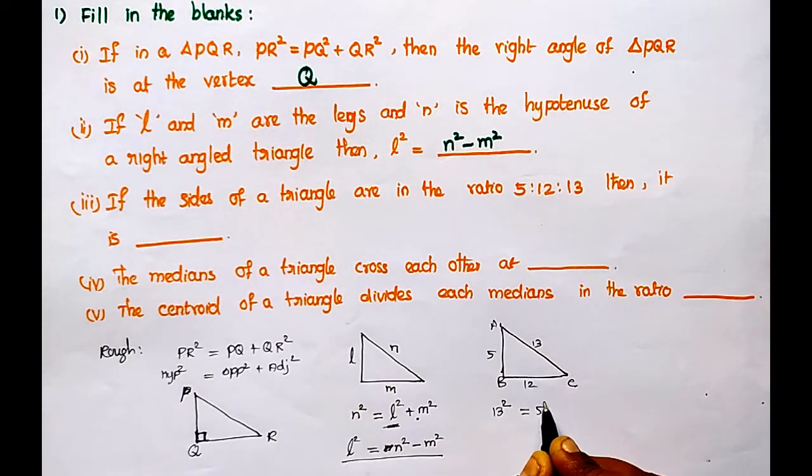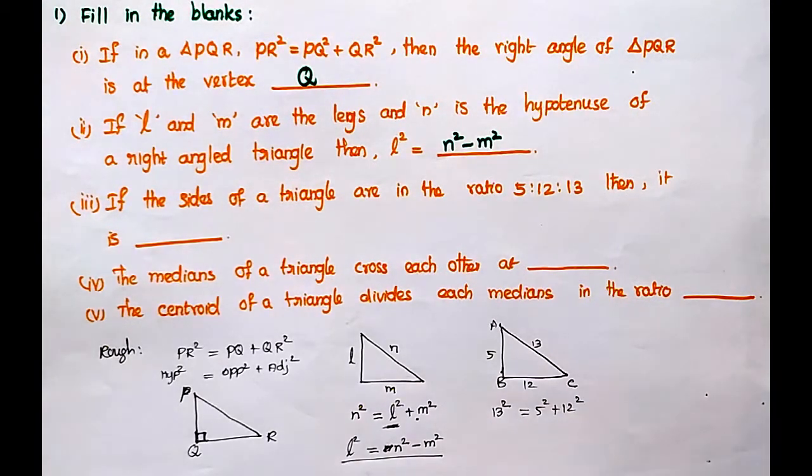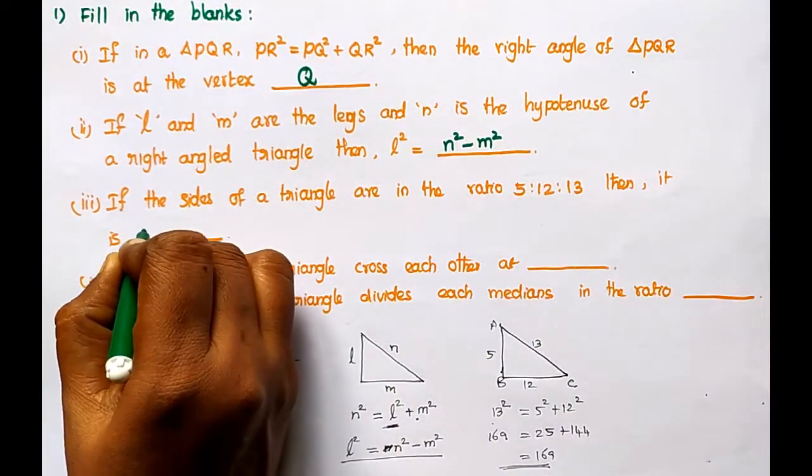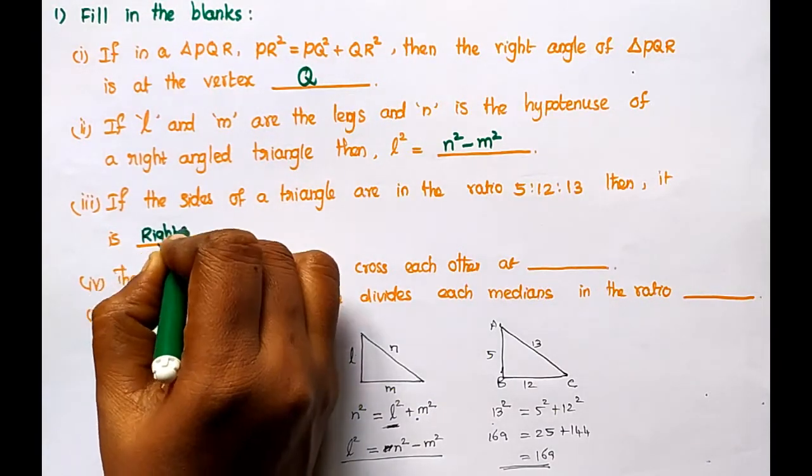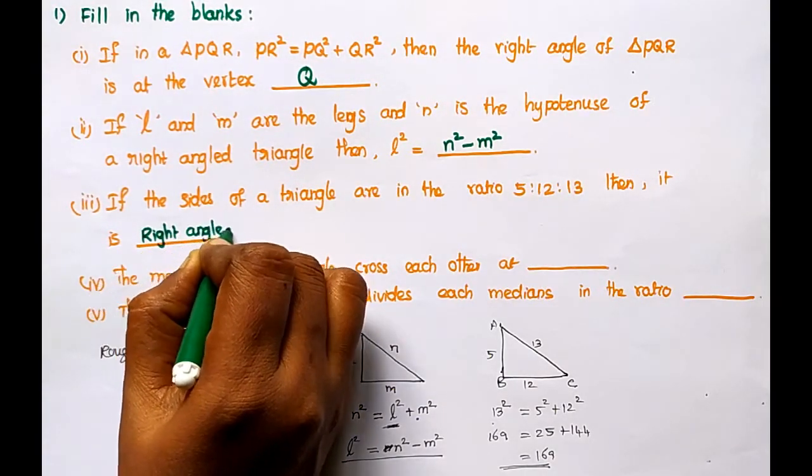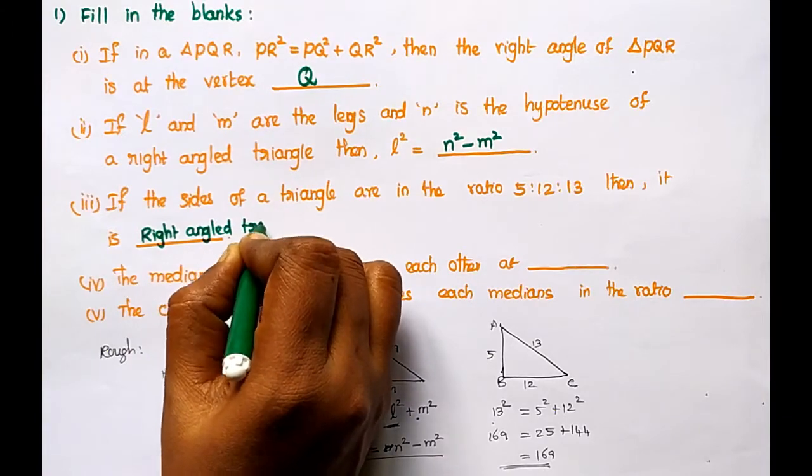13 squared equal to 5 squared plus 12 squared. That is the formula, no? 13 squared means 169. Here 5 squared 25 plus 12 squared means 12 into 12, that is 144. Add this one, we get 169. So it satisfies the Pythagoras theorem, means it is a right angled triangle.